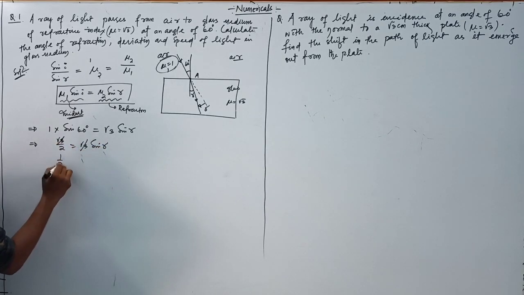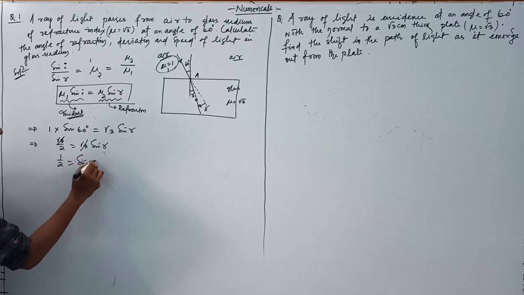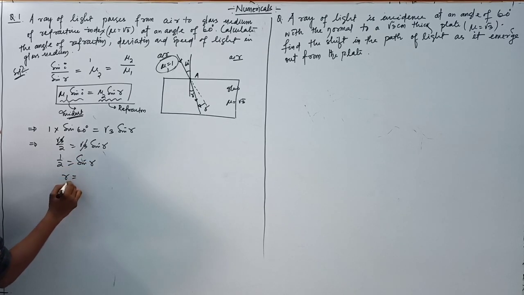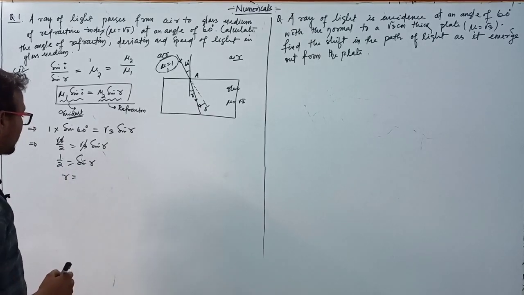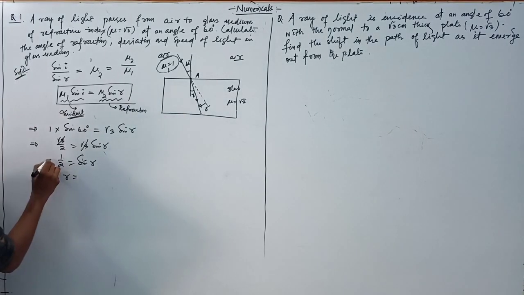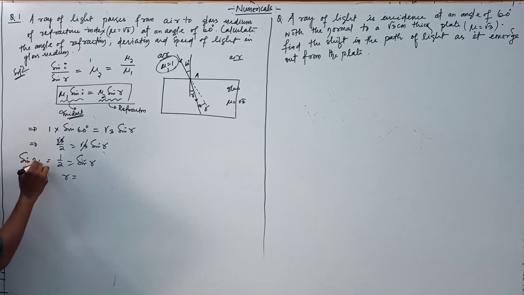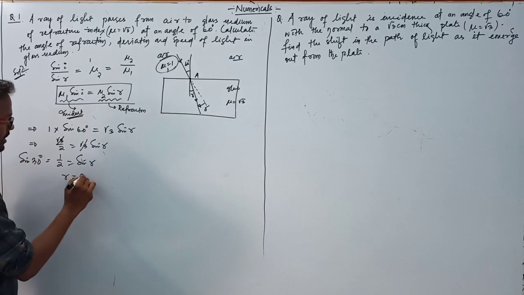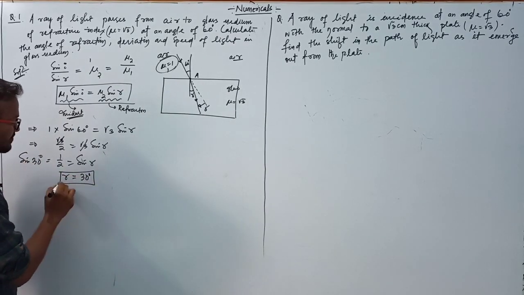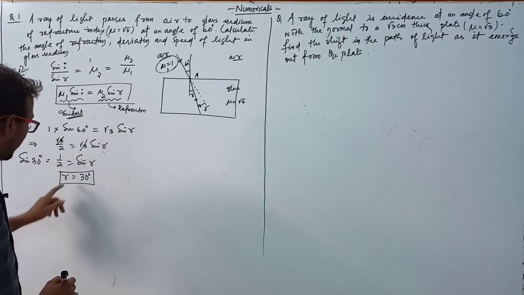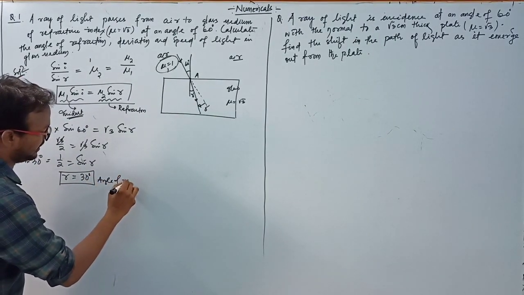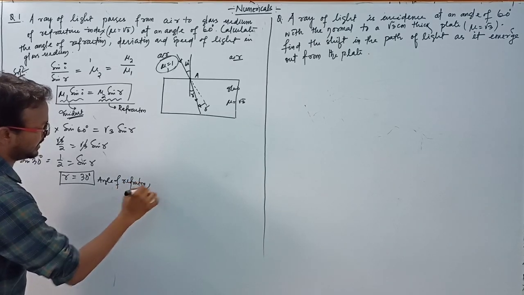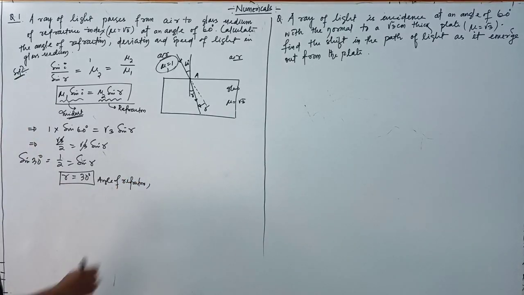Root 3 cancels, so 1 by 2 equal to sin r. What is 1 by 2? We already know the value of sin 30 degrees, so r equal to 30 degrees. So the angle of refraction r equal to 30 degrees.